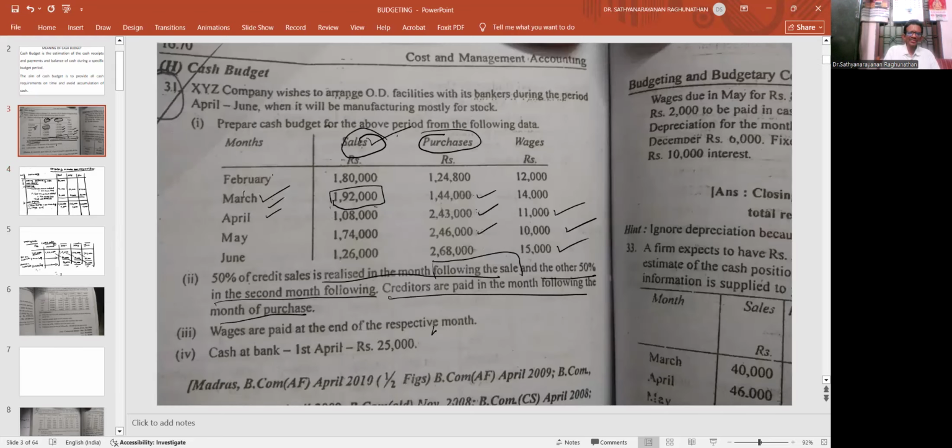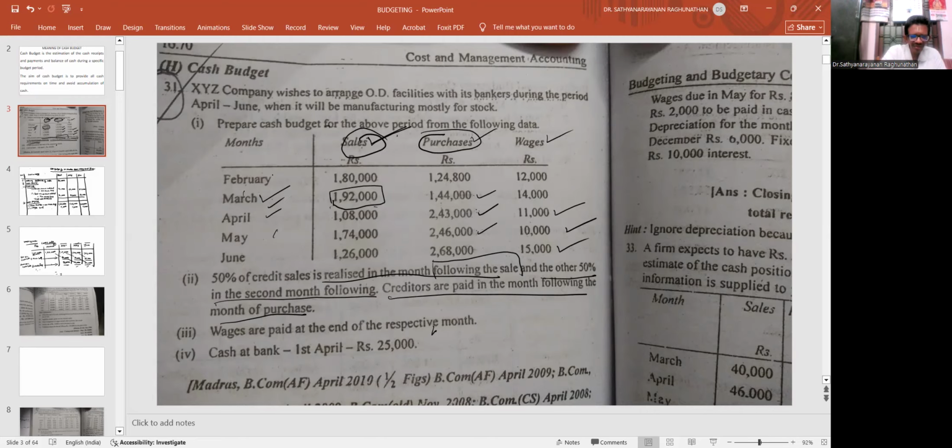Is there any other transaction? We have completed this sale. We have completed this purchases. We have completed this wages also. The second subdivision belongs to sales and purchases. Third subdivision belongs to the wages. And fourth subdivision also we have completed. We don't have any other extra information as far as this particular problem is concerned.